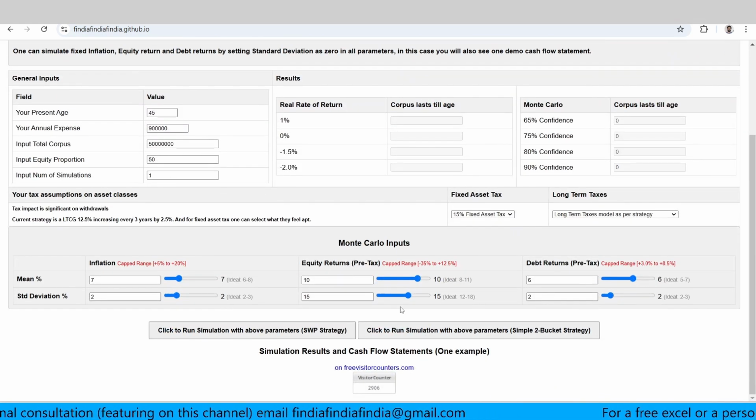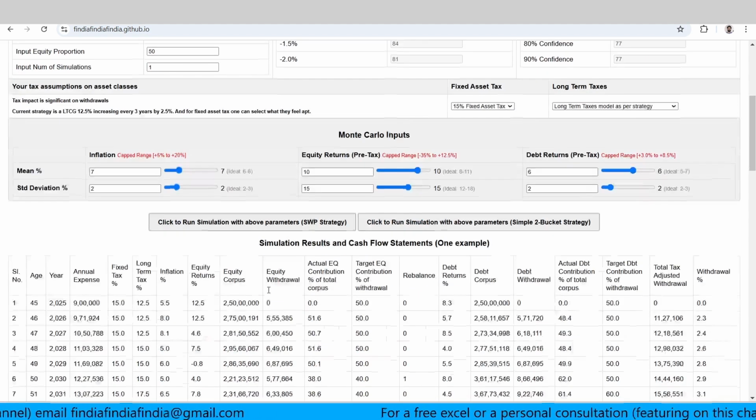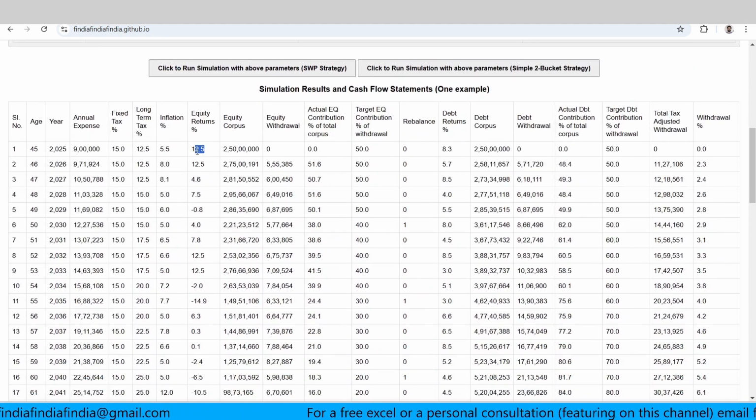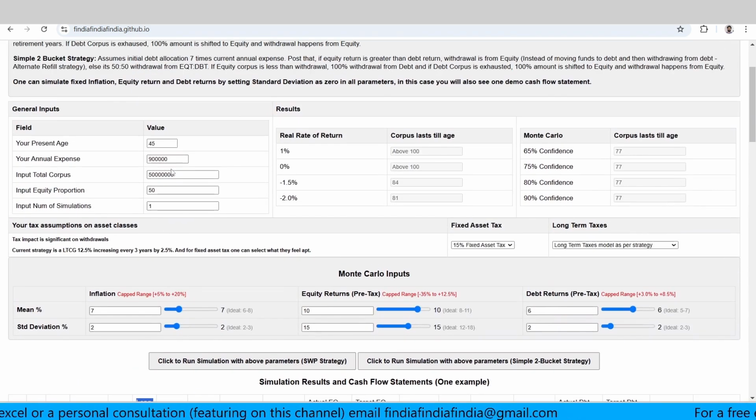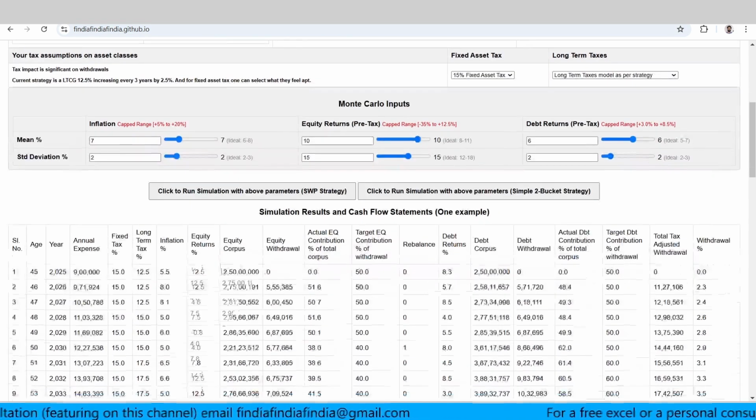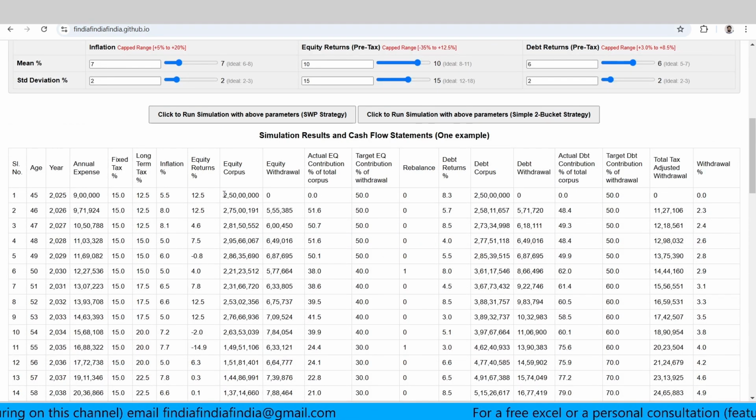If you scroll down here, right now I have made just one simulation. If I go to the SWP strategy, you can see all equity returns are Monte Carlo. Inflation also is Monte Carlo. Fixed tax and long-term tax are as I mentioned earlier. And since it's 50-50, you can see this is a 5 crore corpus and a 9 lakh expense for a 45-year-old who wants to retire today. Since we kept 50 percent, 50% of 5 crores is 2.5 crores here, and 2.5 crores of debt.